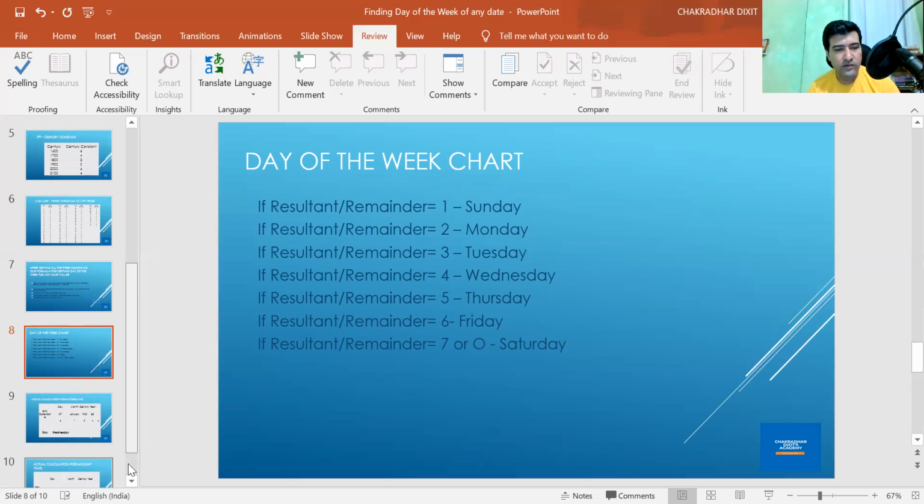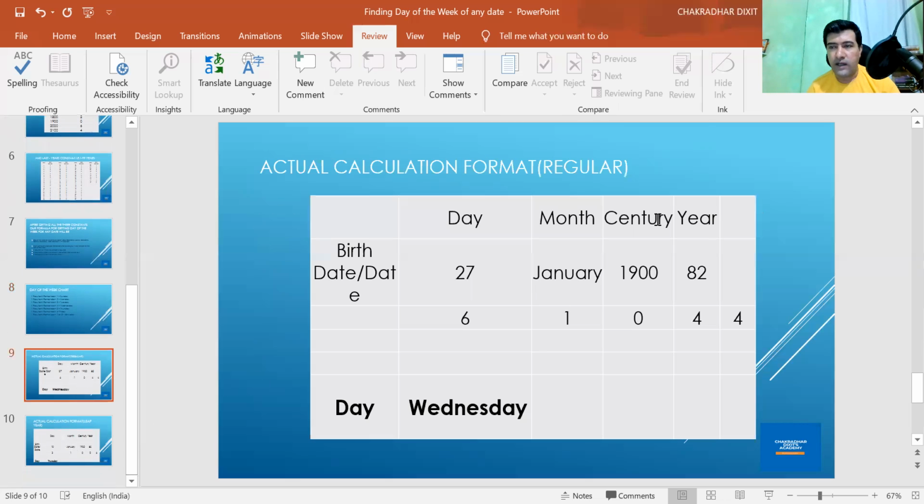Okay. So after considering all the 4 constants, we add all those 4 constants. Like here it is 6 plus 1 plus 4, which is 11. 11 divided by 7 will give us 4 as remainder. So 4 will give us our day as Wednesday. For any regular year, this is going to be the method for calculating the day.